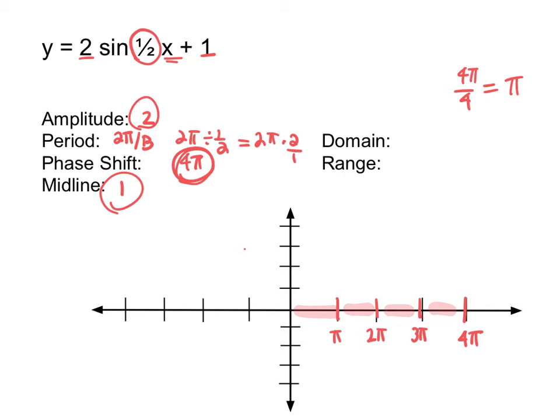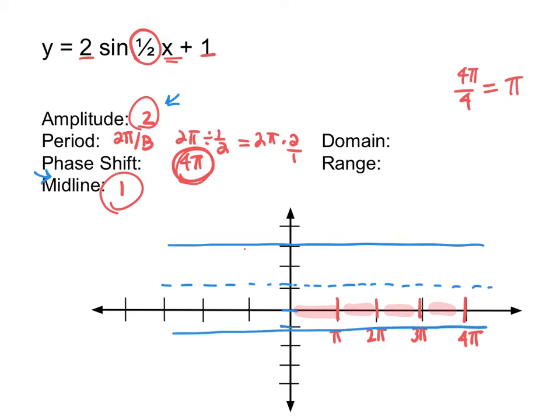Now what I'm going to do is I'm going to determine my midline. So my midline is 1. At 1, I'm going to put a dotted line. That's the center of my graph. My height is my amplitude. I am going to go up from the midline, and I'm going to go down, right here. My function is going to fit in between these two lines here, the two dark lines.